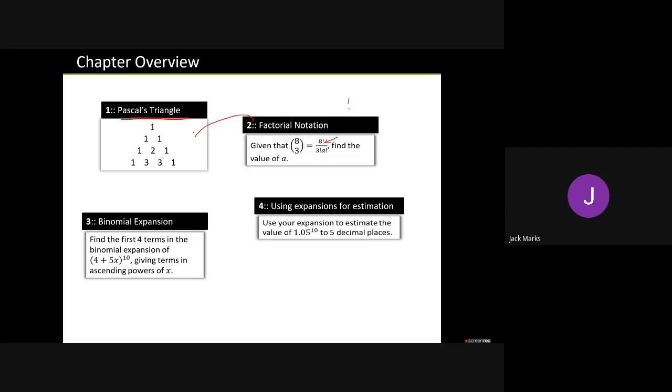Factorial notation has something to do with where we can get these numbers from, and it's shown as an exclamation mark on your calculator. And then finally, it's answering more questions on the binomial expansion. And part 4 is some different variations of questions, such as using them to estimate answers.